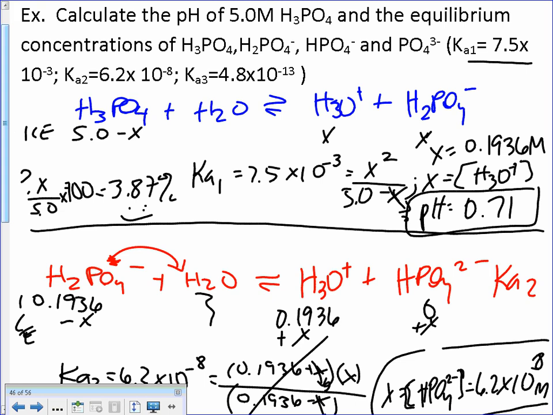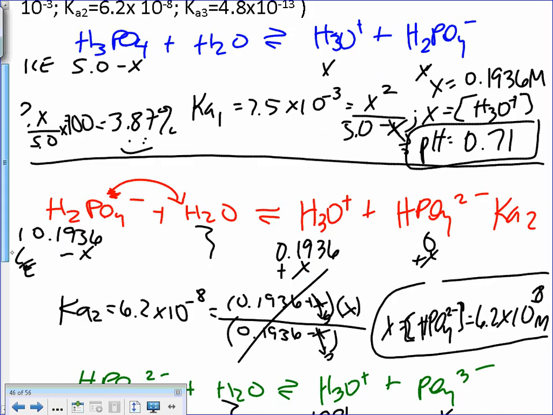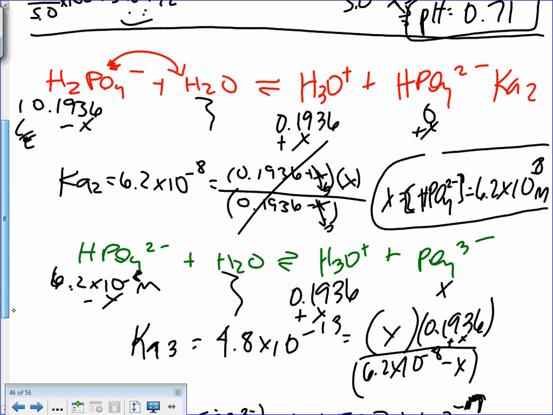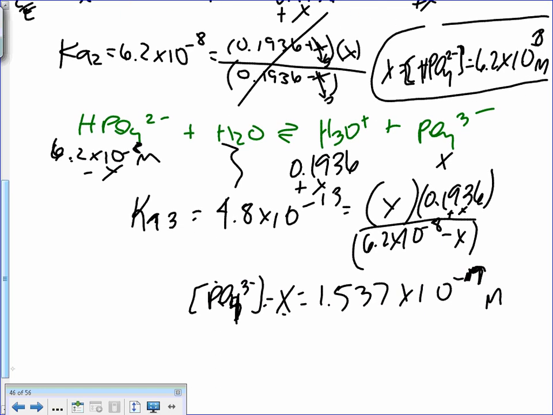But there's one more ion that's always present when hydronium is present. We have to find the concentration of hydroxide, right? If hydronium's present, hydroxide's definitely present. So we have the concentration of hydronium, it's 0.1936. We have each sequential ion that's made, and then you have to find the hydroxide concentration.